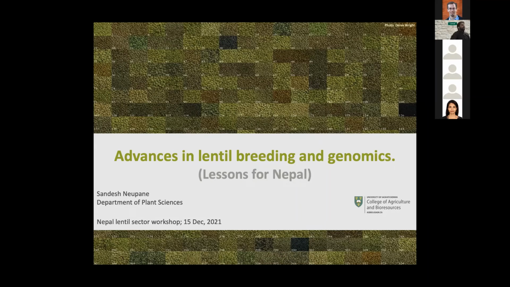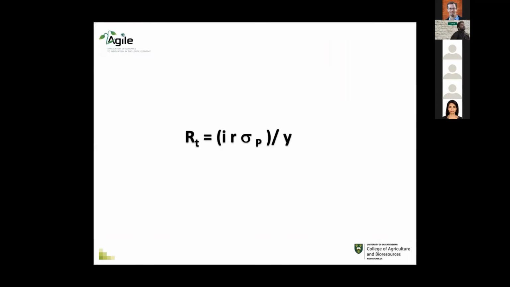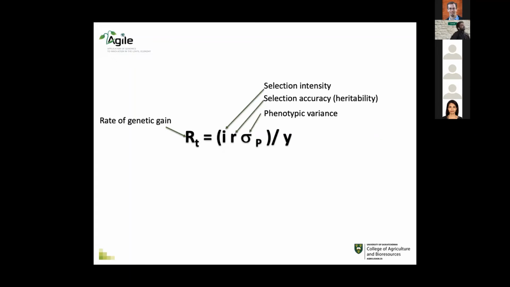Like anywhere in the world, breeders are willing to increase the genetic variance within the breeding program. So my talk today will be focused on these particular equations and will revolve around how our experiences can contribute to them. This is all about the rate of genetic gain, which is a function of selection intensity, selection accuracy, phenotypic variance, and length of the breeding cycle.